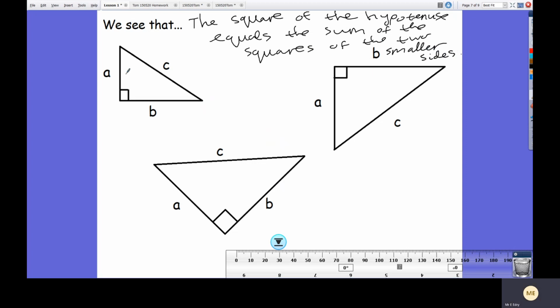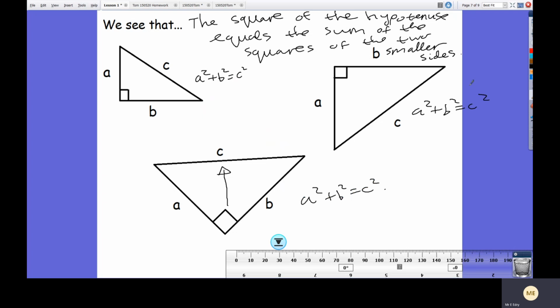Looking at the examples I've drawn here, for my first one, I've got smaller sides A and B, and then I have hypotenuse C. I would have A squared plus B squared is equal to C squared. Similarly, with the one on the right, again smaller sides A and B, larger side or hypotenuse C, A squared plus B squared would be C squared. For the bottom one, I have to label this to identify the hypotenuse. The hypotenuse is again C, smaller sides A and B, A squared plus B squared is equal to C squared. So this is all a bit abstract.